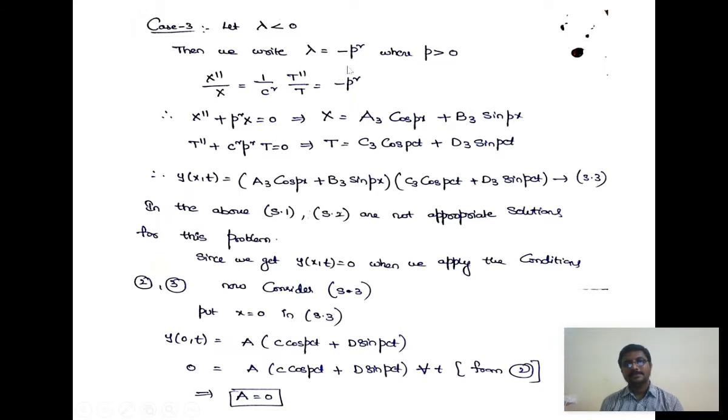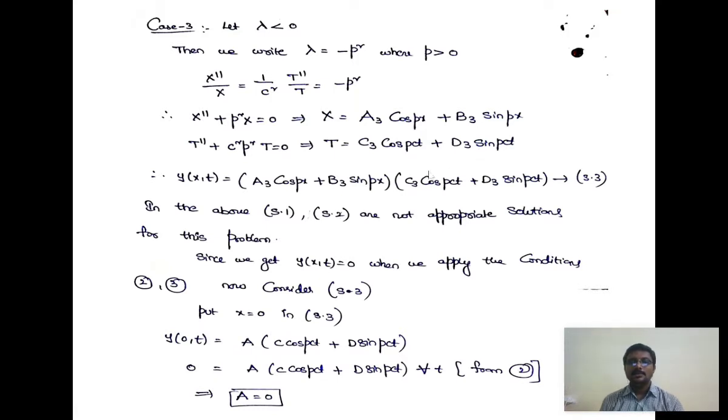Similarly, case 3, when lambda is negative, that is lambda less than 0, let lambda equal to minus p square, where p is positive. Now equating it to minus p square and equating first and last, we will get x double dash plus p square x equal to 0, which implies that the solution is a3 cos px plus b3 sin px. Similarly, the t solution is c3 cos pct plus d3 sin pct. Thus, we will have solution 3.